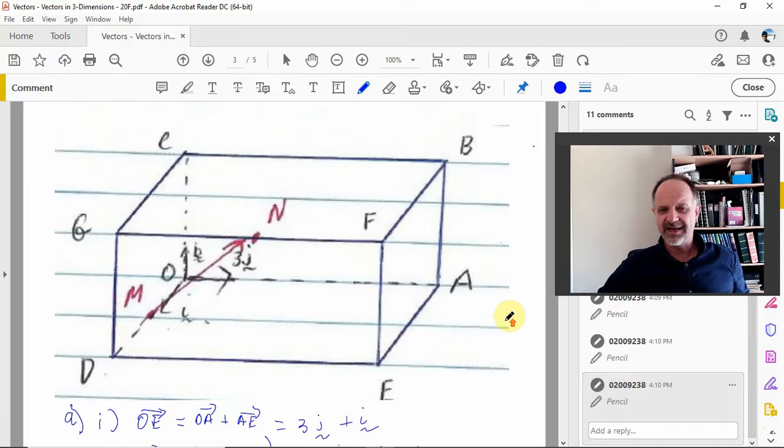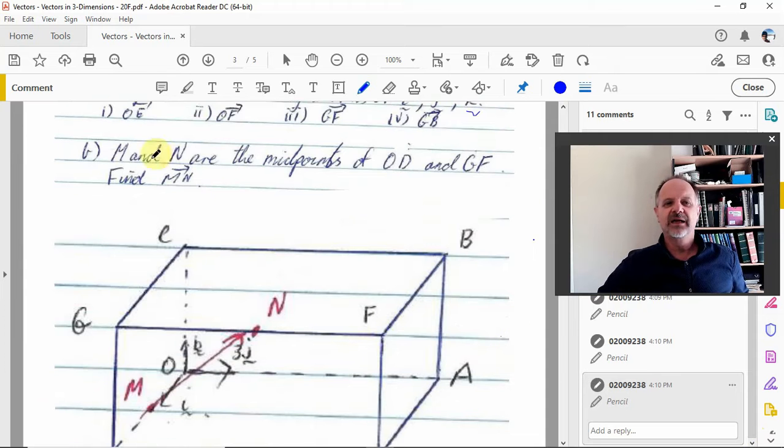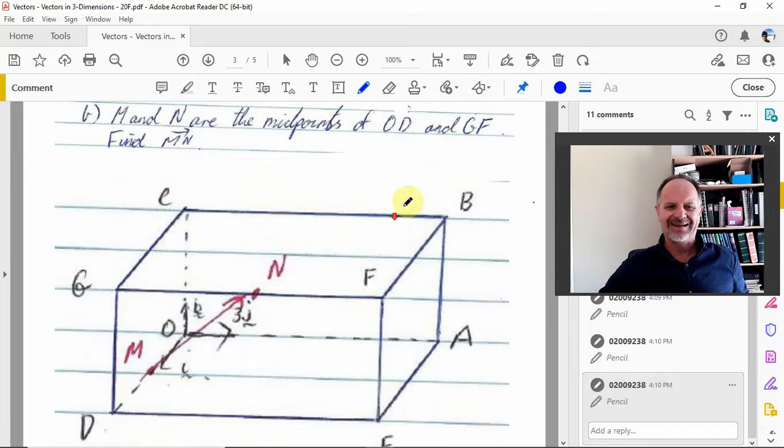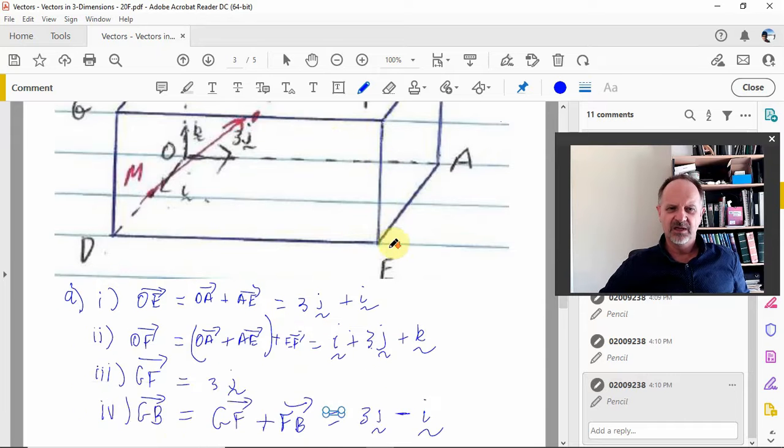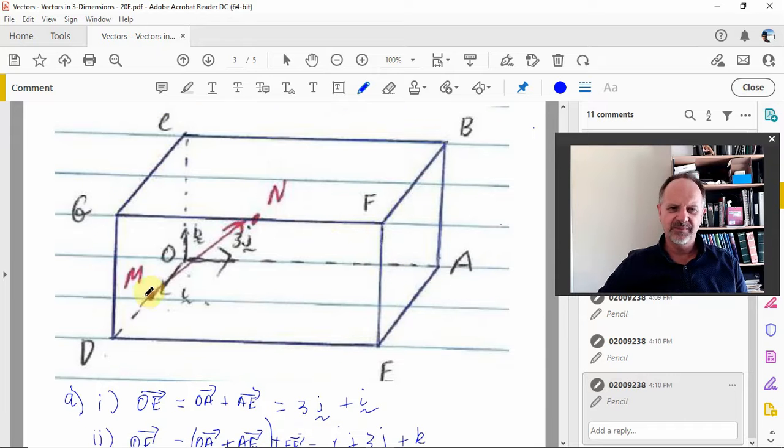All right, one last part here. M and N are the midpoints of O, D, and G, F. Find M to N. All right, so this, in the red, I've done in red, that dot there, M, halfway. And this N here, halfway. So let's have a think. M to N, how can we get there? We can go from M to D to G to N.